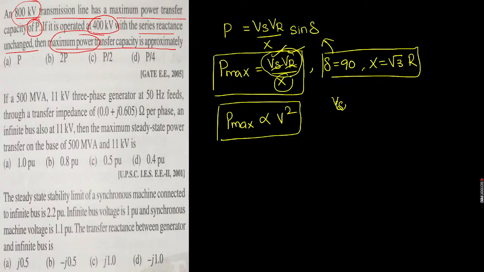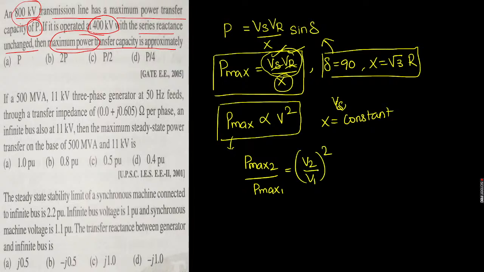And they told that they are maintaining the value of reactance as constant. They only said it remains unchanged. So from this, how can we write? P max 2 upon P max 1 equals V2 by V1 whole squared. That's all from this derivation.